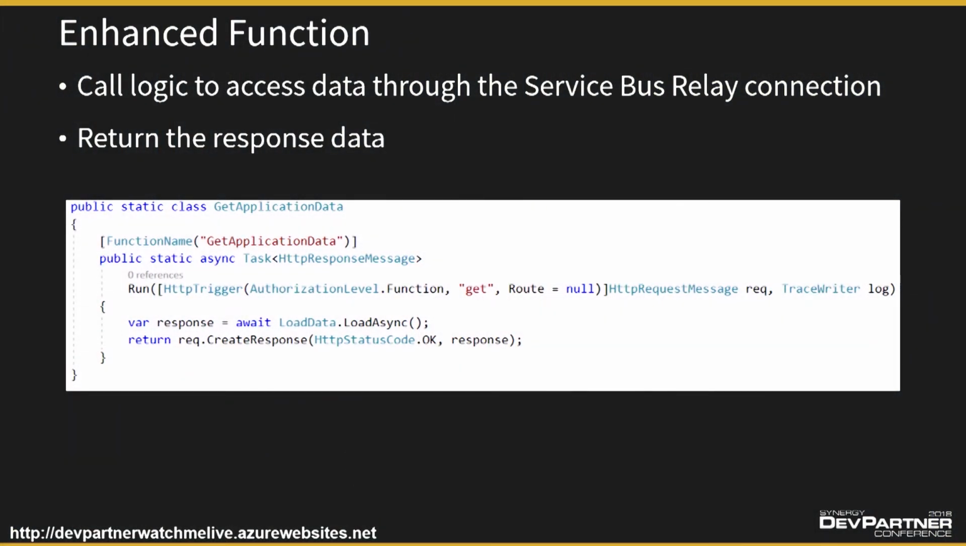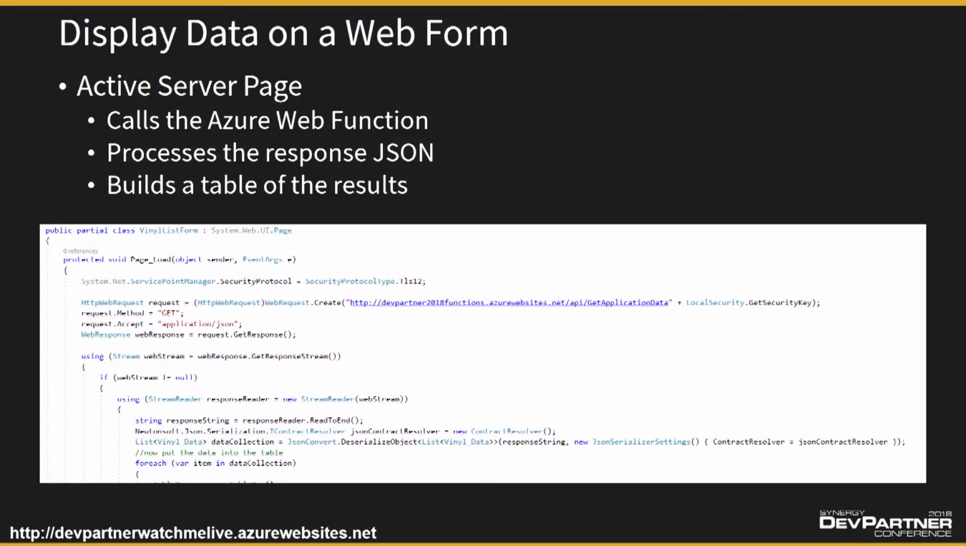Now we've got the Service Bus Relay connection that exposes our application data in a safe and secure way. We can now access that from our serverless web function. The load async method will connect to the relay service and access the data required. And the data will be sent back to our consuming Azure Web Service.